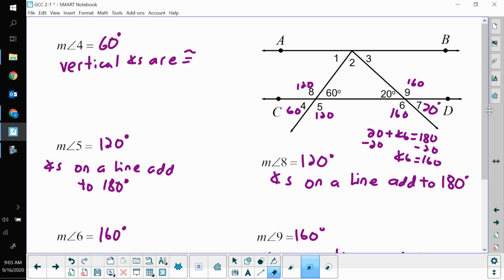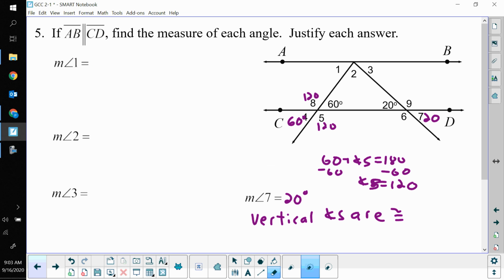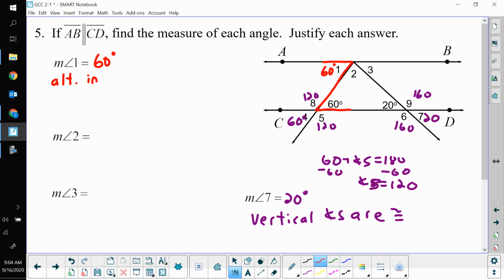So we've just got angles 1, 2, and 3 left. So these we know are 160 and 160. So I would suggest, when you have parallel lines, they told us A, B and C, D were parallel, always be on the lookout for the alternate interior. We could make our zigzag going this way, which would make angle 1 be 60, because the angles of your zigzag are the alternate interior, and those are always equal. So angle 1 is going to be 60 degrees, and we can say alternate interior angles are congruent.